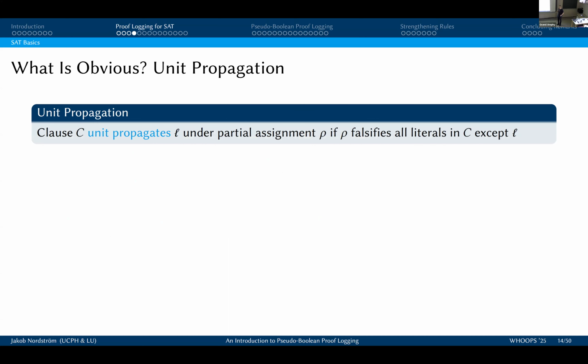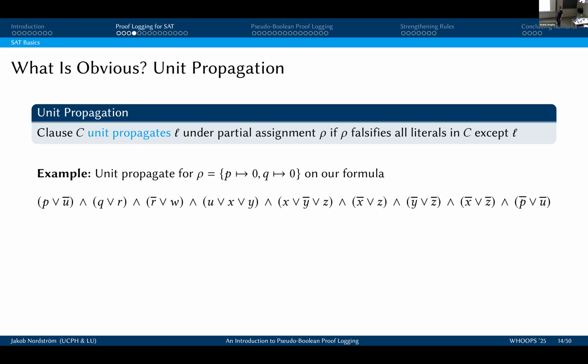But what do we mean for something to be obvious? Well, here is where unit propagation comes in. So we say that a clause unit propagates a literal to true under some partial assignment rho if the assignment rho falsifies all literals in the clause except this one literal, which then has to propagate in order for the clause not to be violated.